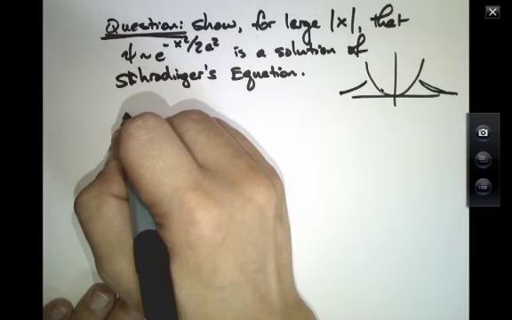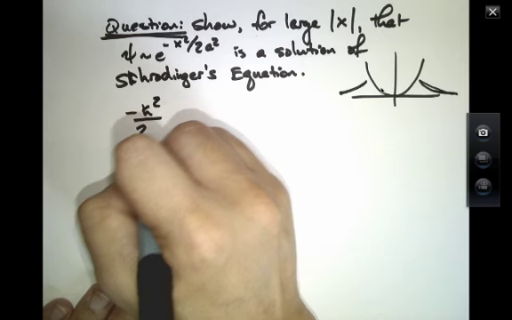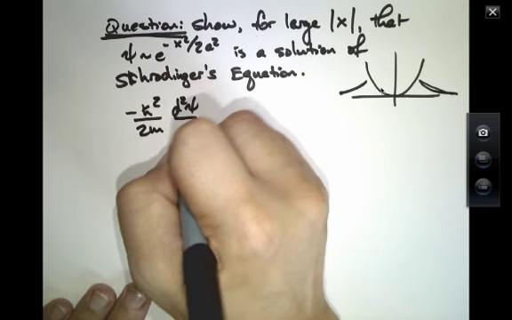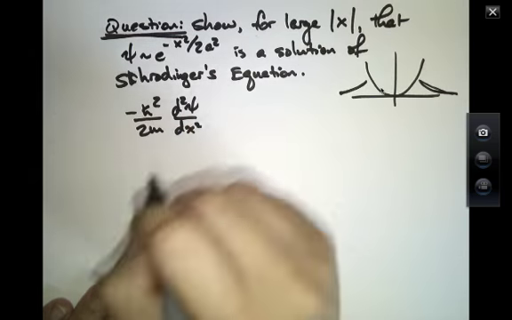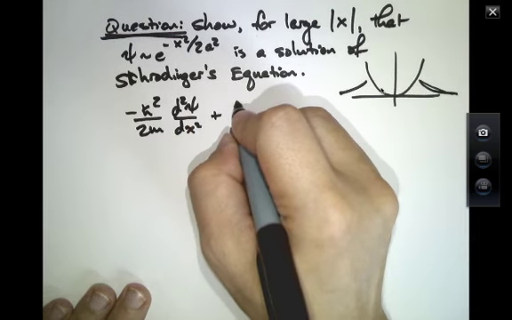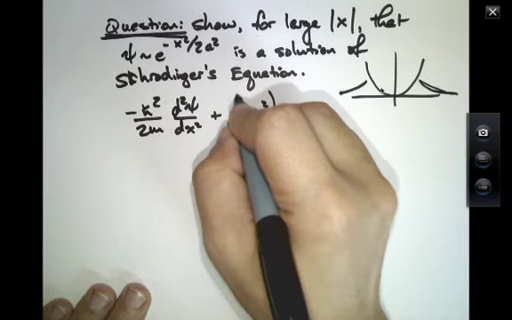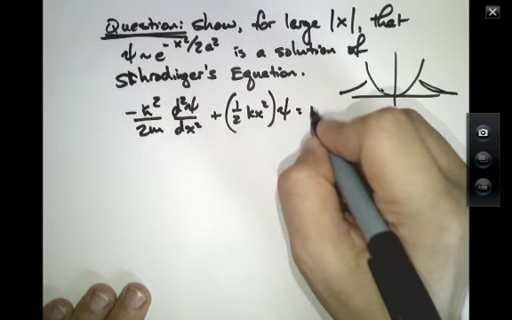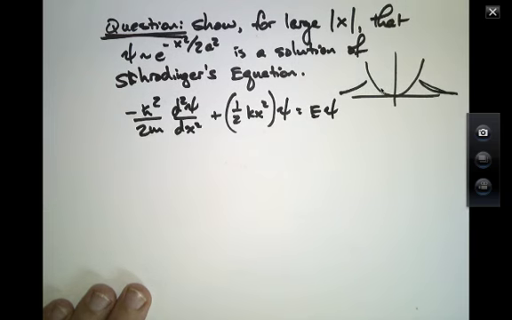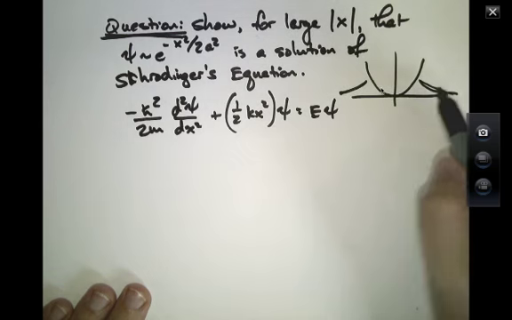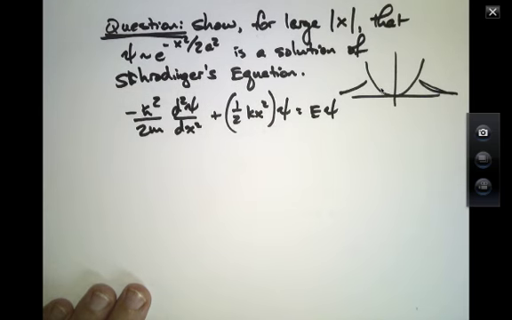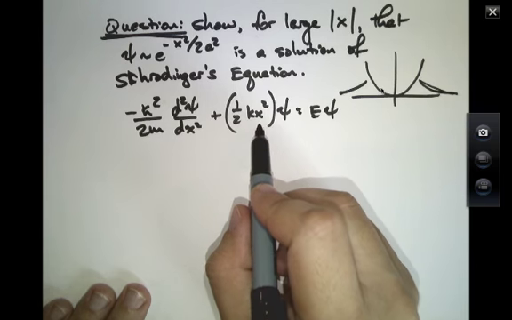So remember what the Schrödinger equation looks like. It's minus h bar squared over 2m, the second derivative of psi with respect to x, plus the potential, in this case 1/2 kx squared, times psi, is equal to E times psi. So for very, very large x, this is what we're talking about way out here, if energy is a constant, then this piece right here is going to be much, much larger.